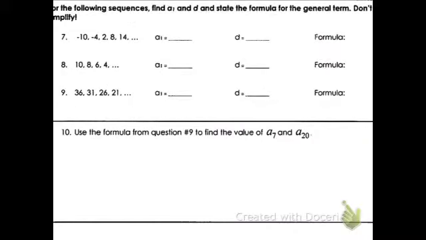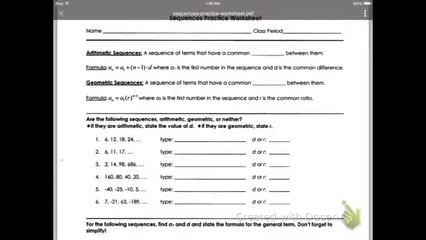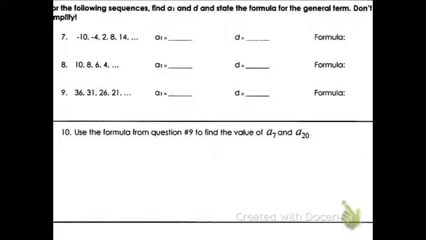For 7, 8, and 9, we're supposed to get the initial value. That's what a sub 1 means, and then the common difference helps us write our formula. This is the explicit formula, and that's up here at the top. It tells you what the formulas are. So we'll do that. This first sequence starts at -10, the second one starts at 10, and the third one starts at 36.